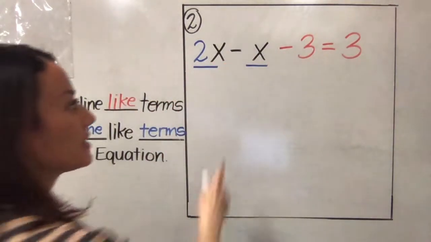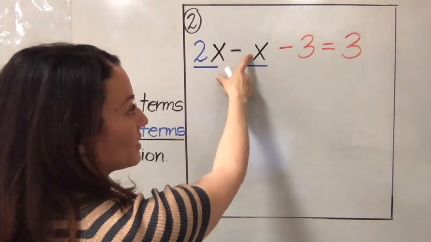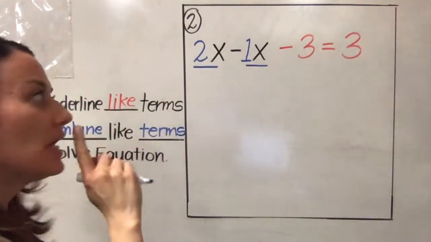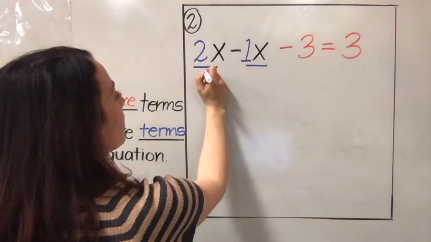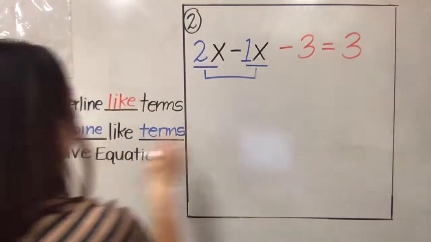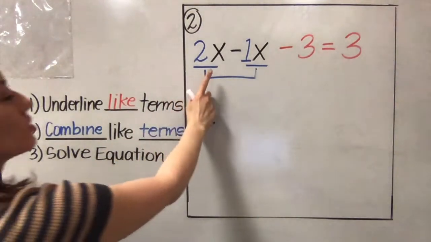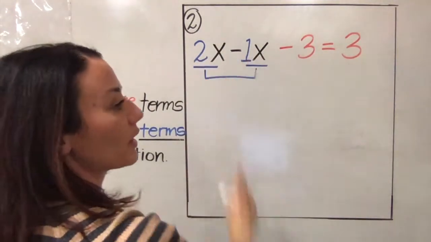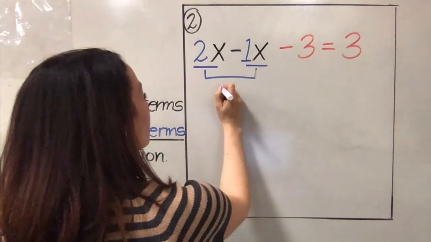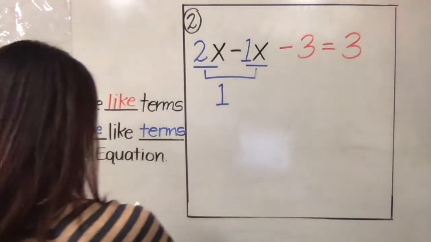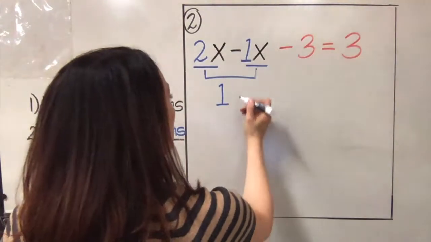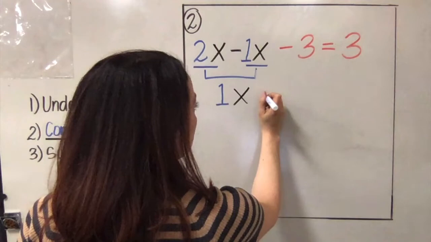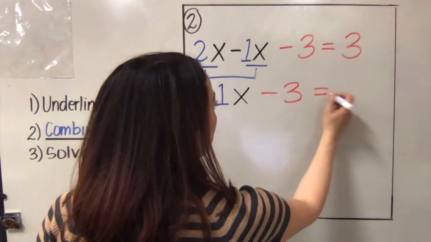Now hold on. Is there a coefficient in front of x? What is it? It's negative 1, right? Because that's 1x. Now that we've underlined them, we can combine like terms. So to combine like terms, we just work with the coefficients. What's 2 minus 1? 2 minus 1 is 1. But don't forget the x. It's 1x. Then, to solve, we're going to bring down the constant term. So bring down that negative 3, and then it equals 3.